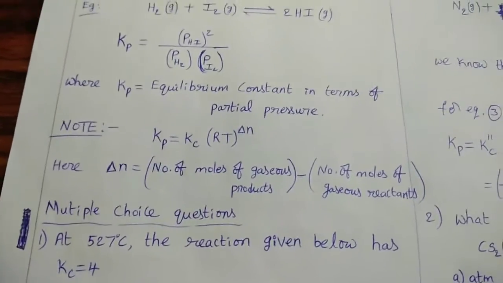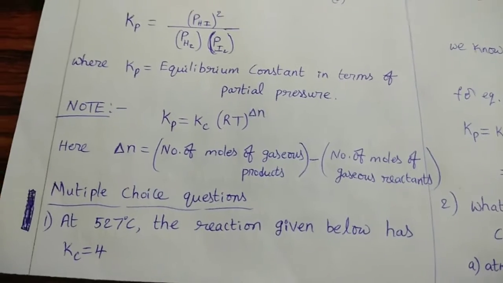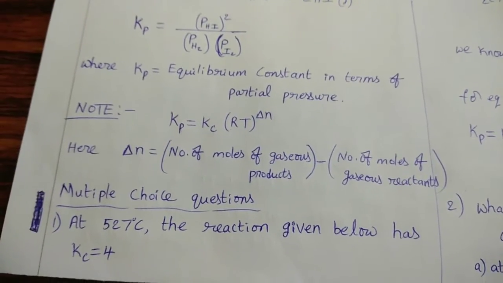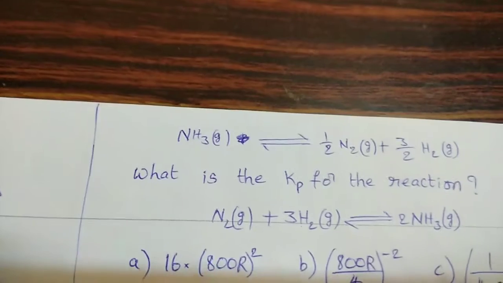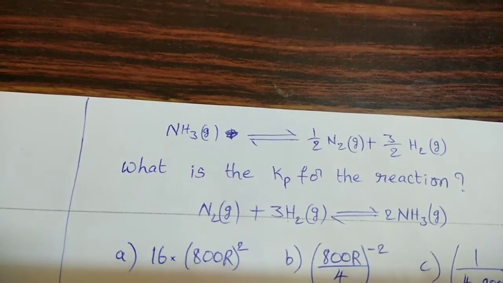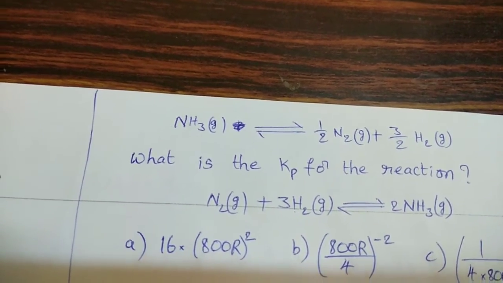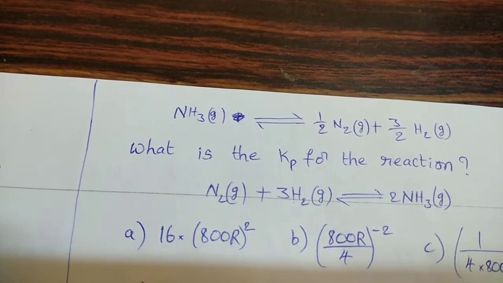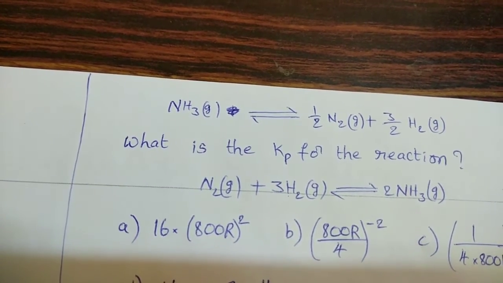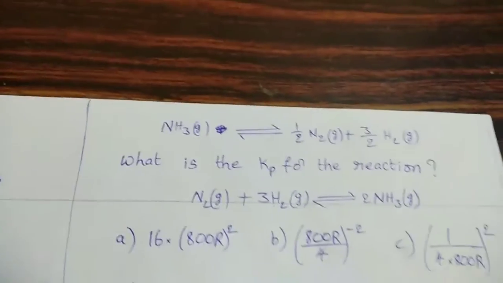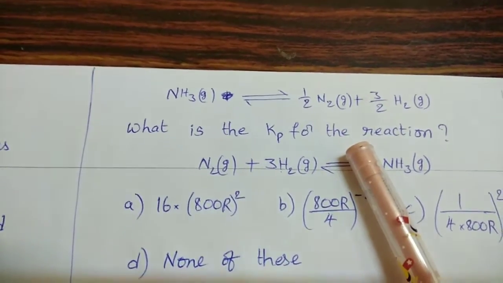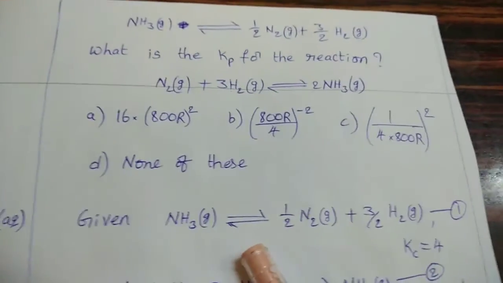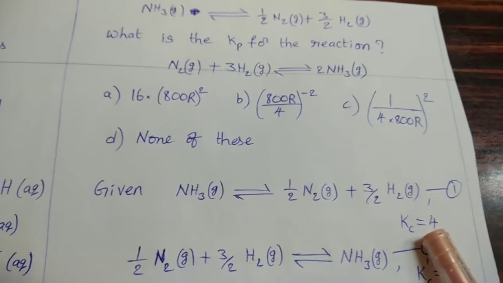Okay, see the multiple choice questions. At 527 degrees Celsius, the reaction given below has Kc equal to 4. See the reaction: NH3 gives rise to half N2 plus 3H2. That is the given reaction. What is the Kp for the reaction? Another reaction is given: N2 plus 3H2 gives rise to 2NH3. For this reaction, we should find the Kp value. Now say this is the given reaction. Kc equal to 4 is already given.